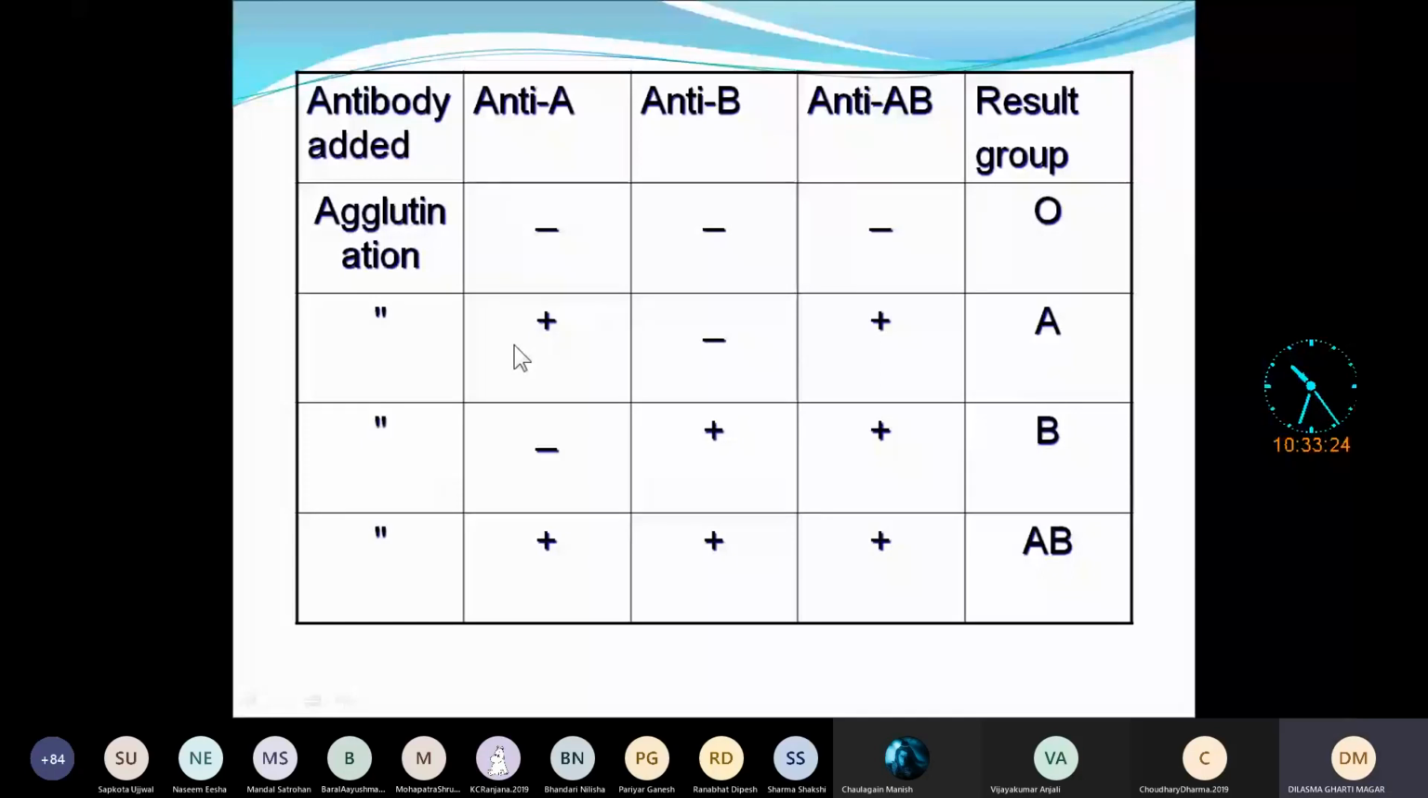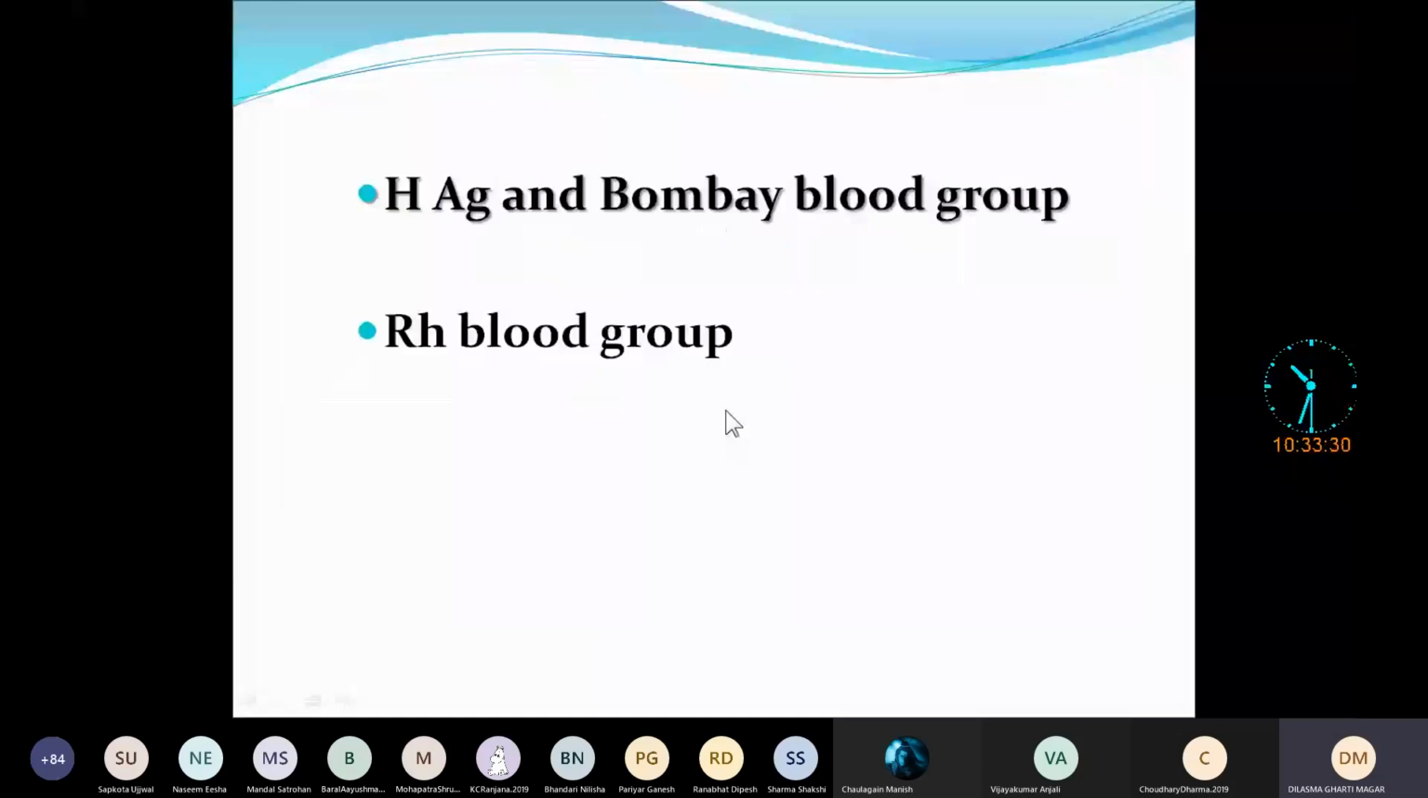Now we'll come to the H antigen, the Bombay blood group, and the Rh blood group. So now your ABO blood group is finished. Now we'll come to the H antigen, the Bombay blood group, and the Rh blood group.